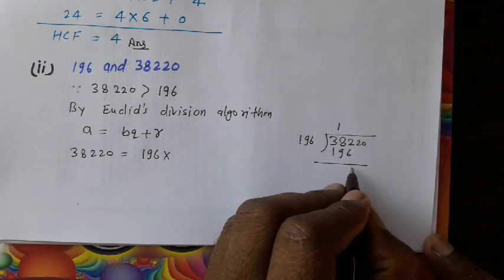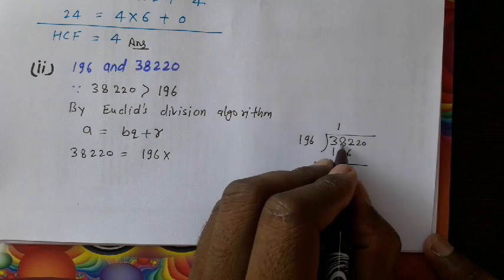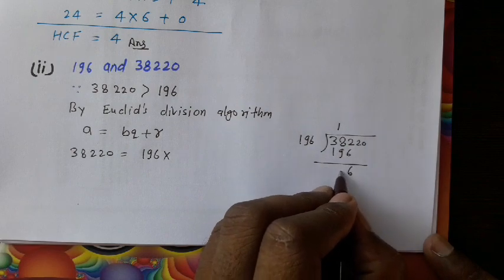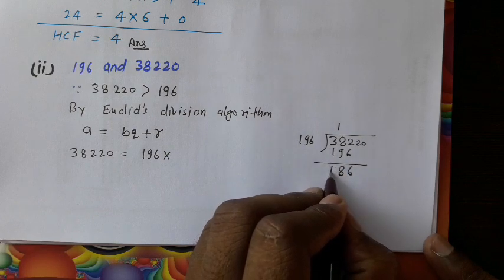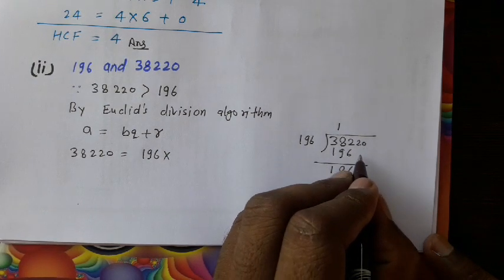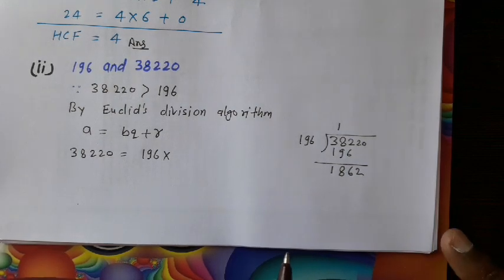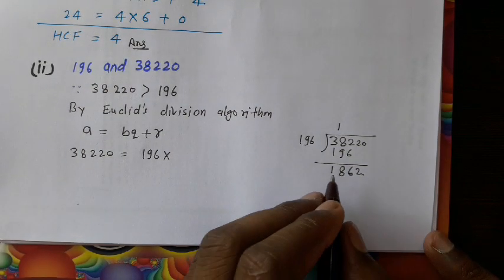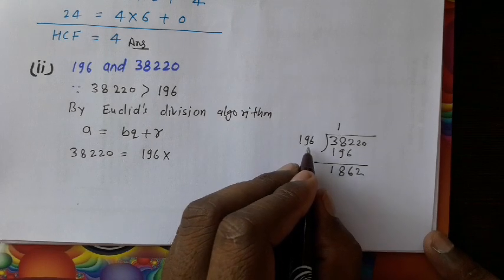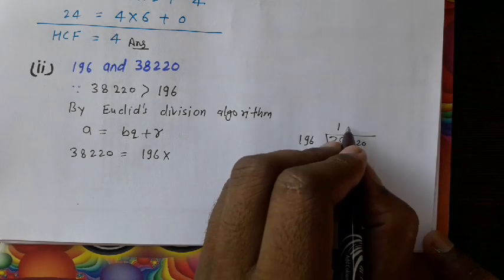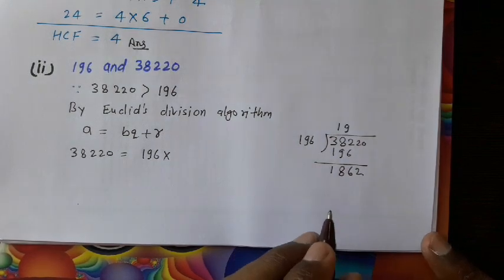Subtract: 12 minus 6, 6. Here 7, 17 minus 9, 8. And 2 minus 1, 1. Then you write here 2. Again, take 3 digits and divide by 19. 19 nines are 171, so we can take 9 as quotient.